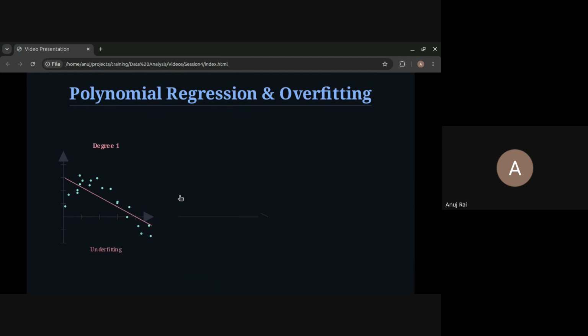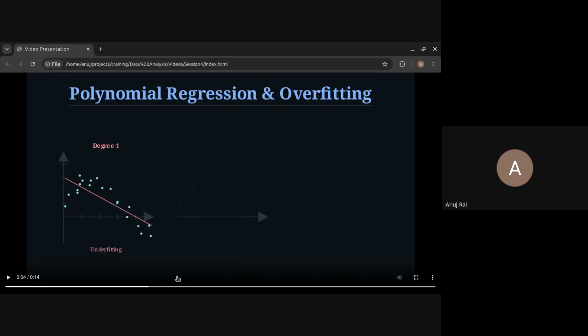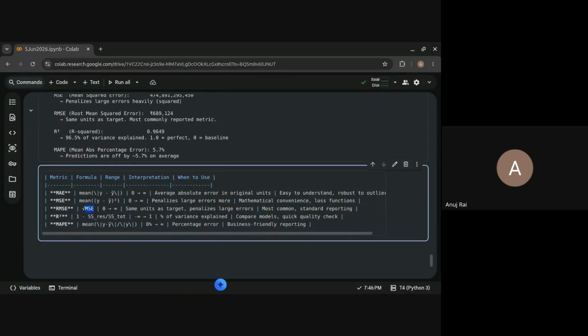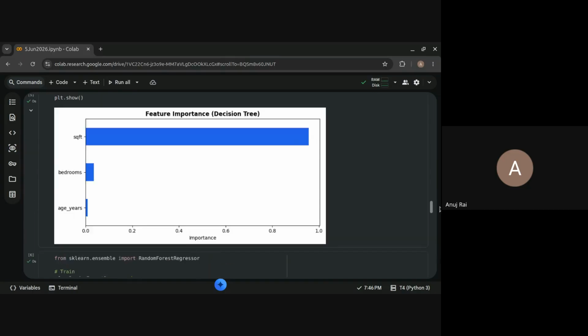So here for example, this is also not a proper example. Let me show a plot of actual versus.